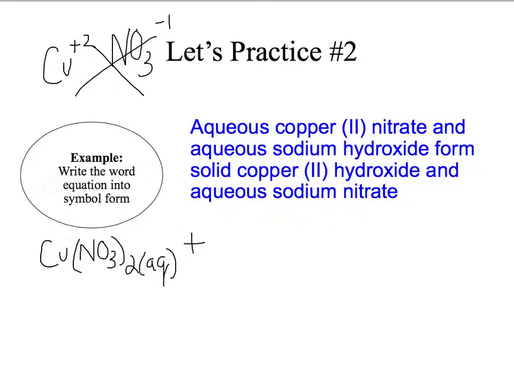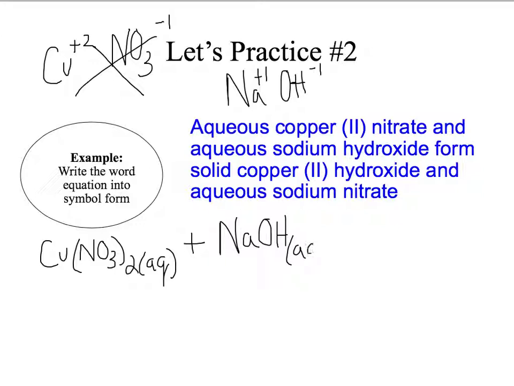Plus aqueous sodium hydroxide. Let's take that for a minute. Sodium was Na +1. Hydroxide is OH -1. Since their charges cancel, we can just write NaOH. And it's aqueous, so we're going to write AQ.